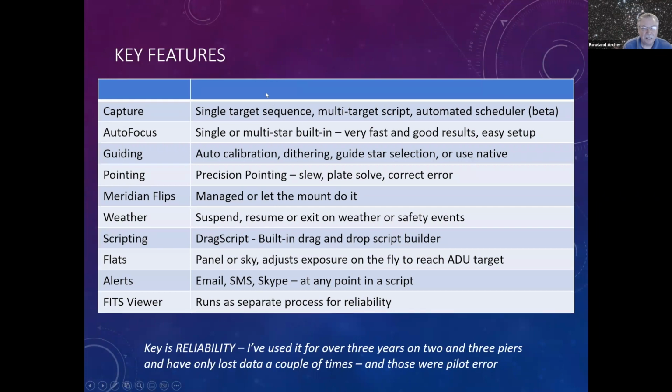So I'm not going to go through these in detail, but these are features that in various subsets you'll find in most imaging automation software. You can read them yourself to see what's here. Some of the unique things, I think, are the drag script capability, and I'll show you in a second how that works. In addition to being able to sit next to your scope with Voyager, push buttons and make it do things, you can create an all-night automation script that's totally customized to your use. And again, the key is reliability. I've now used this almost 4 years, and I've only lost data a couple of times, and those were my own fault.